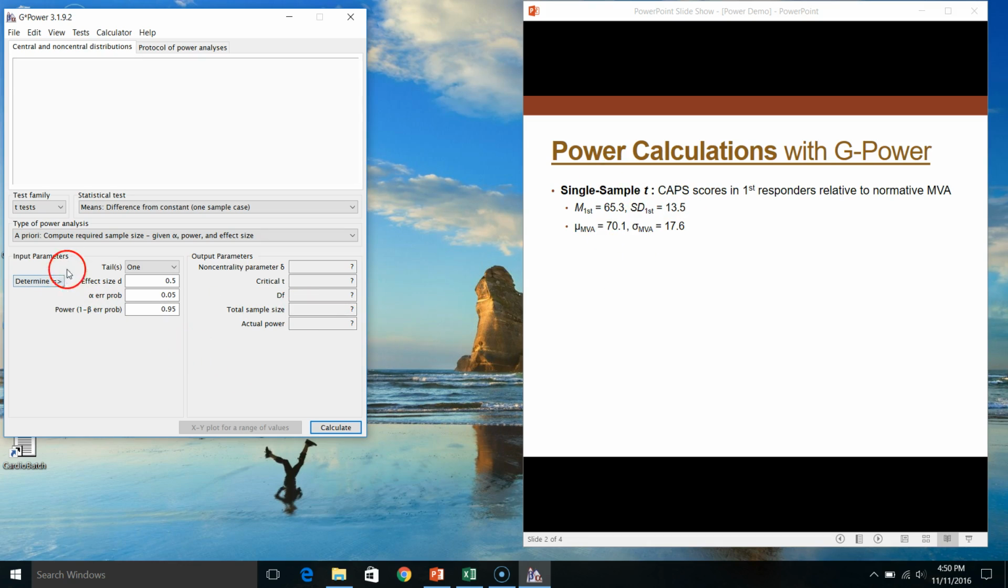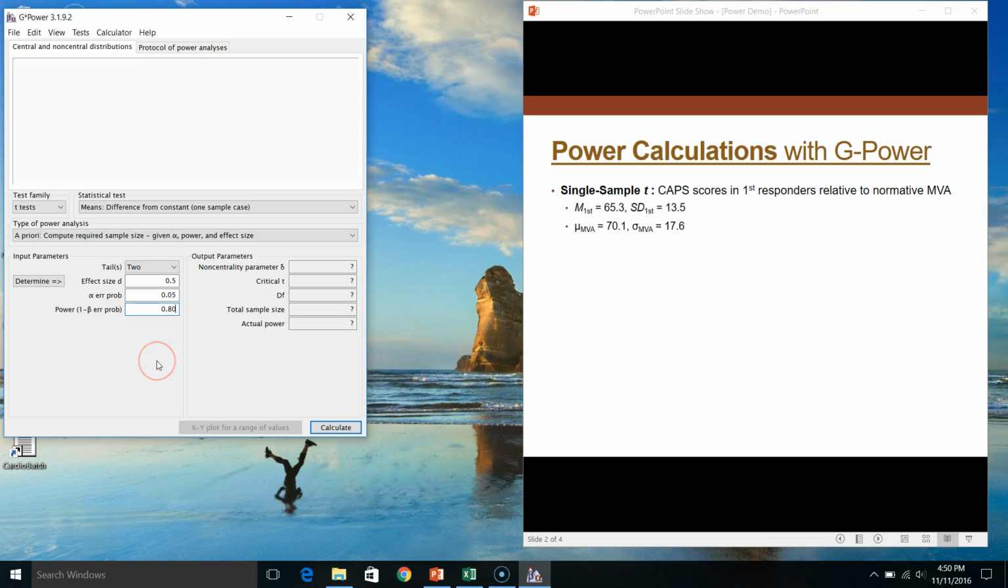this study. So the first thing you're going to do on input parameters is go to tail. We always want a two-tailed test. Effect size d, we're not going to worry about that quite yet. Our alpha level, we're going to set that to 0.05, and then power. GPower sets your power at 0.95. Again, that's a little high for what we would typically see in psychological science, and so we're just going to set that at 0.80.